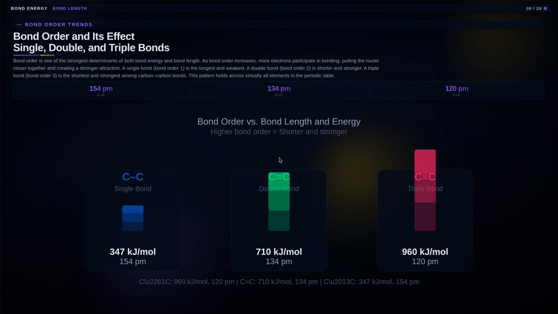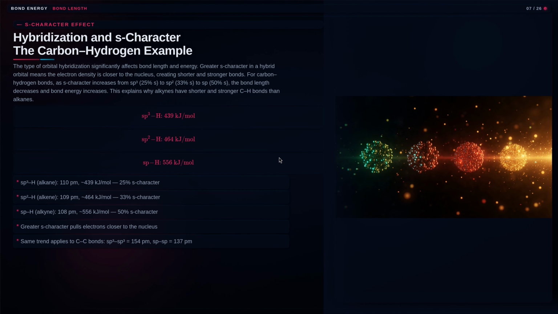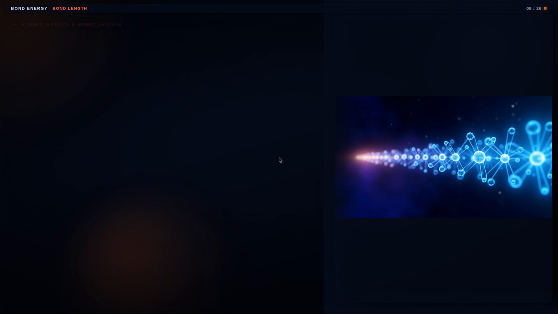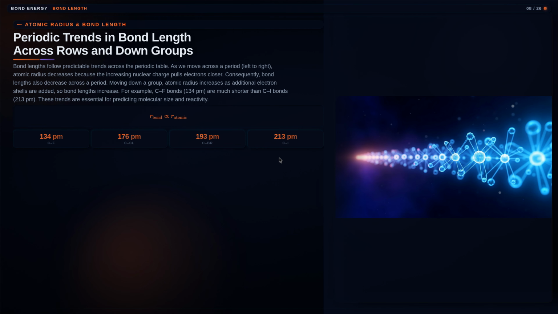The type of orbital hybridization significantly affects bond length and energy. Greater s character in a hybrid orbital means the electron density is closer to the nucleus, creating shorter and stronger bonds. For carbon-hydrogen bonds, as s character increases from sp3 to sp2 to sp, the bond length decreases and bond energy increases. sp hybridized carbon in acetylene has 50% s character, producing the shortest and strongest carbon-hydrogen bond at 556 kilojoules per mole. Bond lengths follow predictable trends across the periodic table.